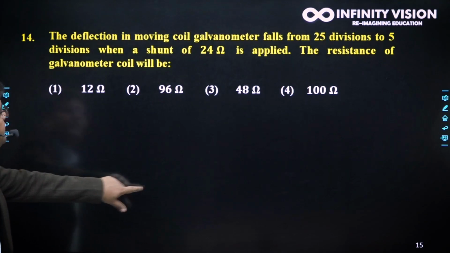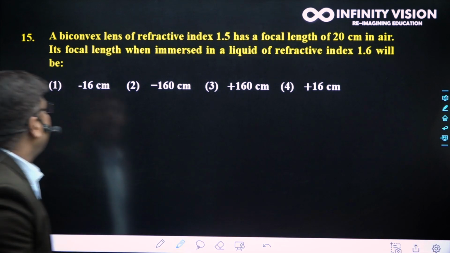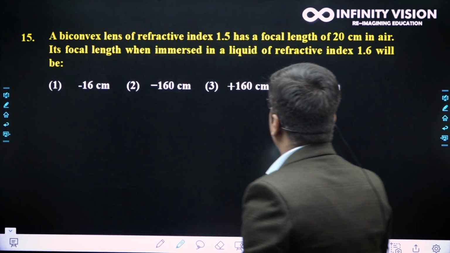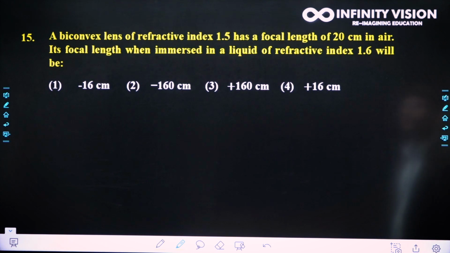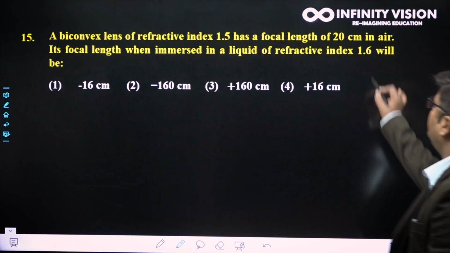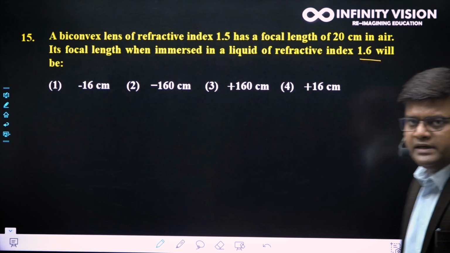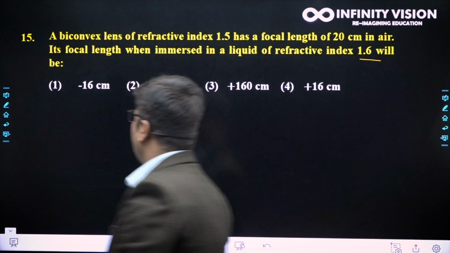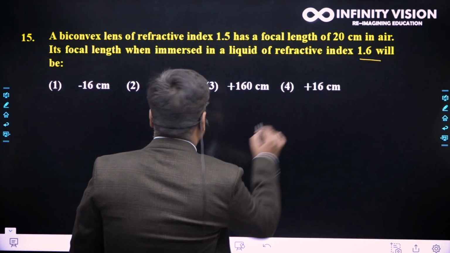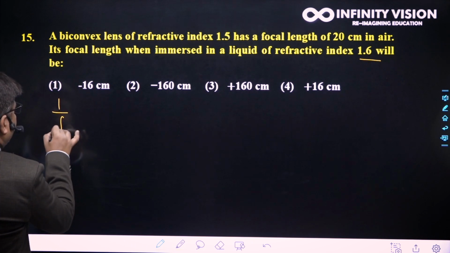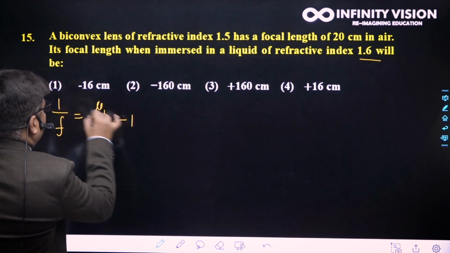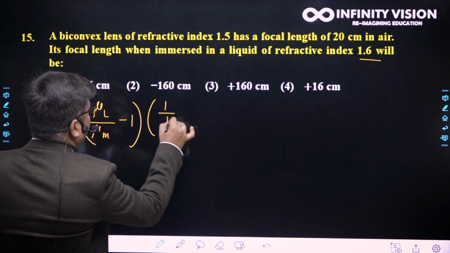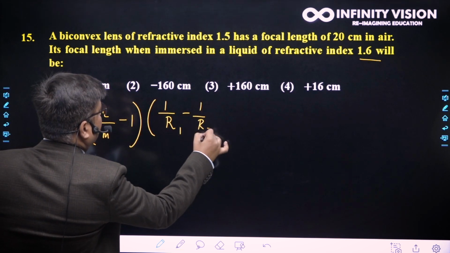Now coming to next question, question number 15. A biconvex lens of refractive index 1.5 has a focal length of 20 centimeter in air. Its focal length when immersed in liquid of refractive index 1.6 will be. Now, this question is based on basic lens maker formula. So we know that the lens maker formula is given by 1 by f equal to (mu_L upon mu_M minus 1) into (1 by R1 minus 1 by R2).